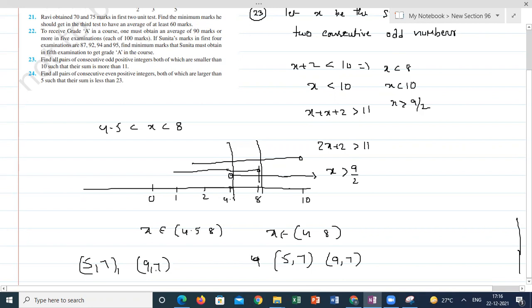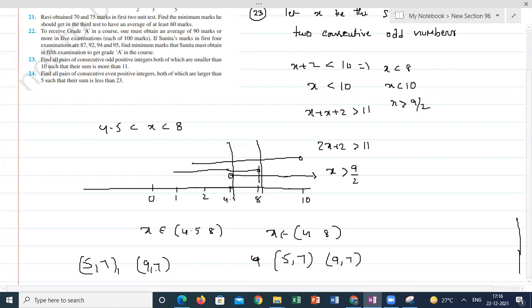Is it clear how to calculate the required possible pairs of consecutive odd numbers? 5, 7 and 7, 9. That's it. It's not an ordered pair, so don't keep it in brackets. Sorry guys, it's not an ordered pair. Is it clear how we solve question number 23 based on yesterday's discussion? Shall I go for the 24th one?